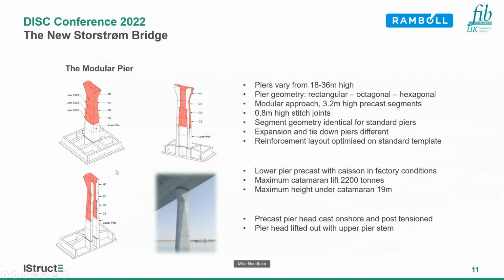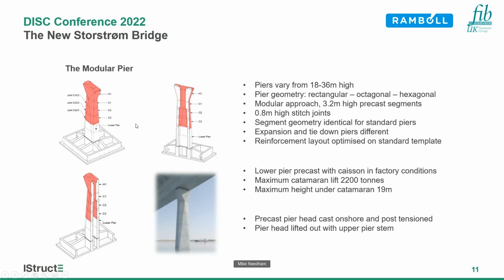So looking in a bit more detail at the piers, the whole approach is a modular pier. So these are precast segments separated by joints. The joints are 800 millimetres high. So each of these separate elements is 3.2 metres high, except the pier head, which is 5.3.